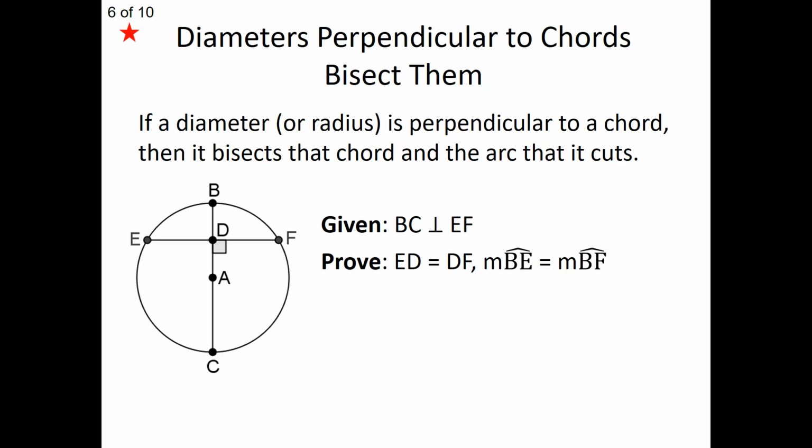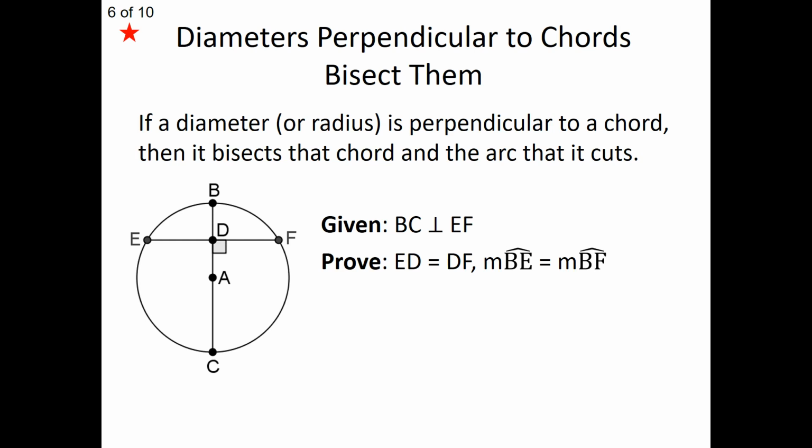This theorem, again, doesn't have a title, but we're going to go off of what it does. So the title slide of this one says diameters perpendicular to chords bisect them. So let's take a look at the conditional. If a diameter or a radius is perpendicular to a chord, then it bisects that chord and the arc that it cuts. In other words, let's take a look at our diagram and unfold what this conditional is really saying.